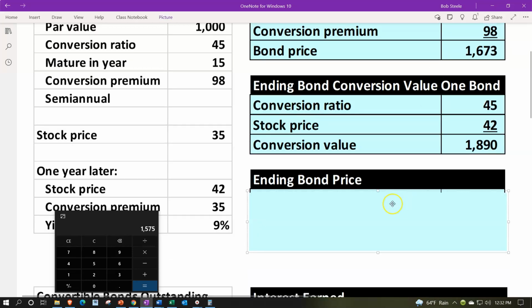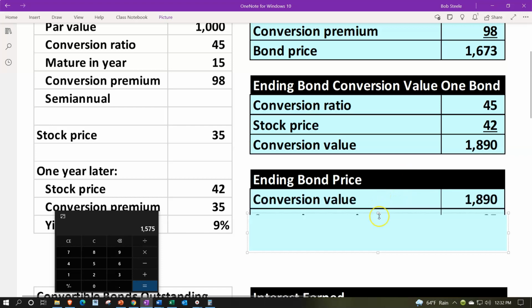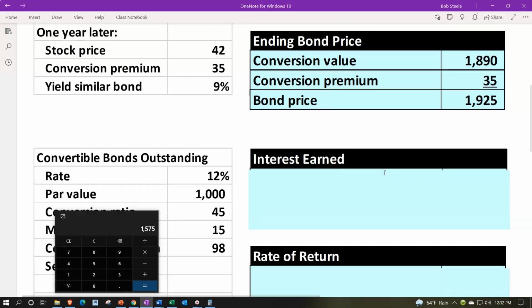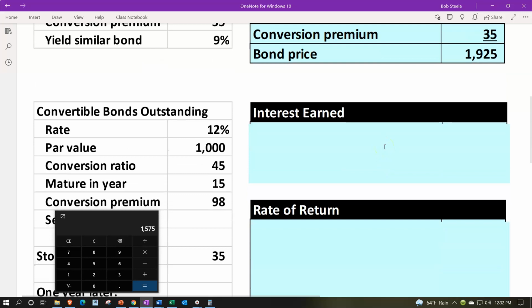The ending bond price then is going to be that conversion value, the $1,890. We're going to add to it the conversion premium, given as 35. That by definition is the amount over and above the conversion value that the convertible bond price is at. Therefore, the convertible bond price, the 1,890 plus the 35, is $1,925.